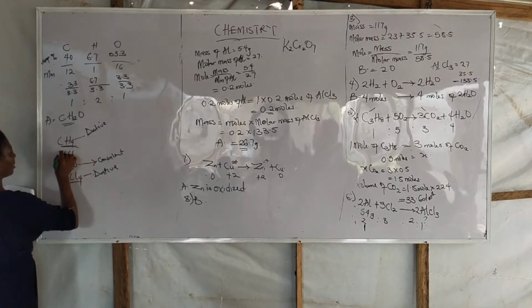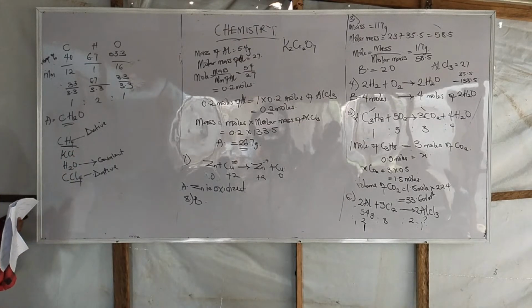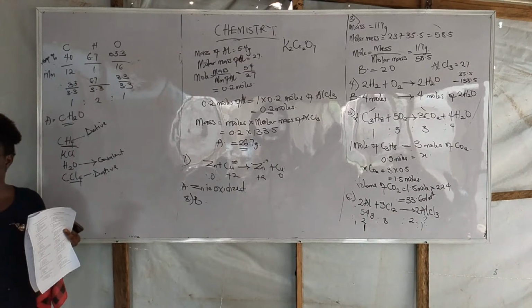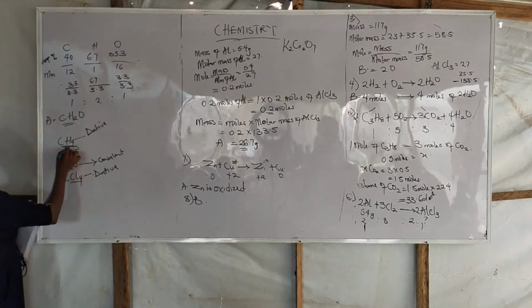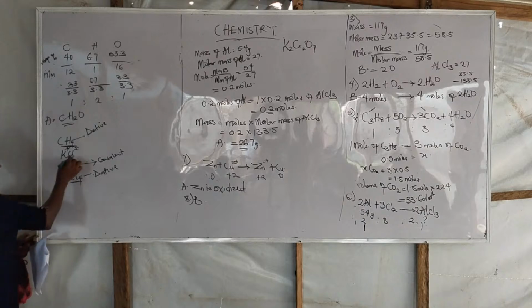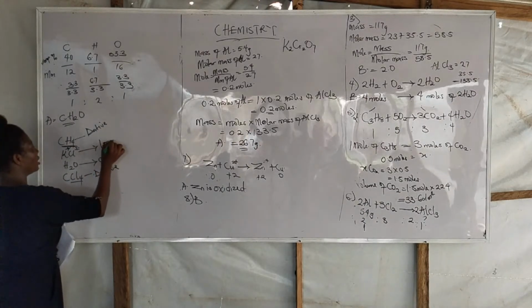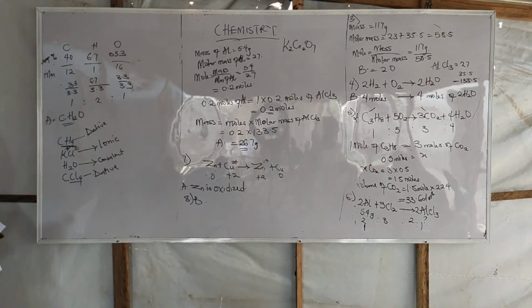And if you look at it, this is the only one that is between metals and non-metals. There's a transfer of electron that occurs. This is plus and this is minus. So in the transfer of electron, one gives out an electron while the other receives the electron, which means this is the only ionic bonding. You all understand that?